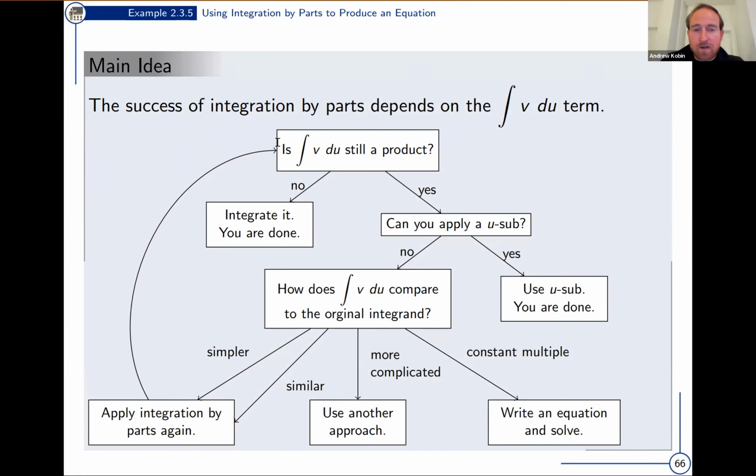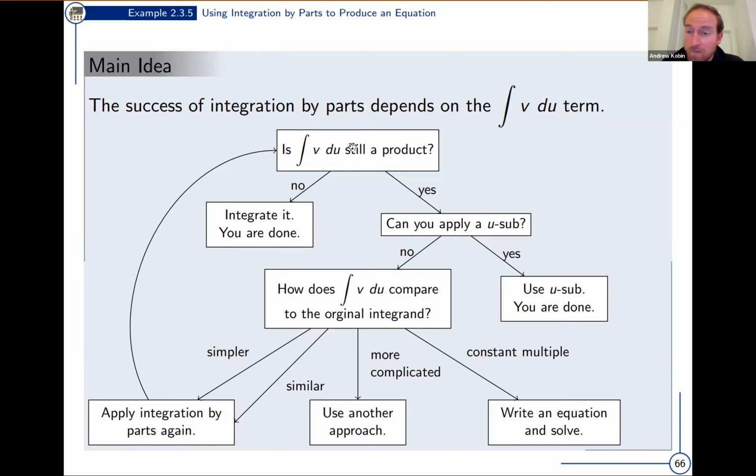You should start here. Can you view this expression, the original integral, as something in terms of x to begin with, as an integral of the form integral of v du for some v and some du? And if so, let's proceed.